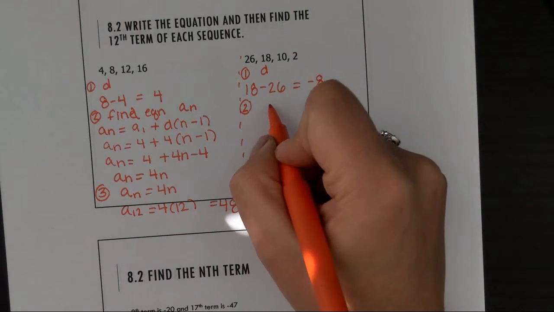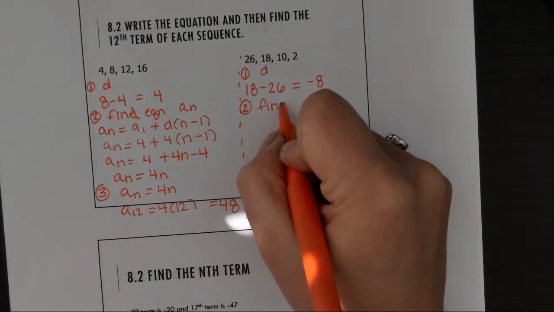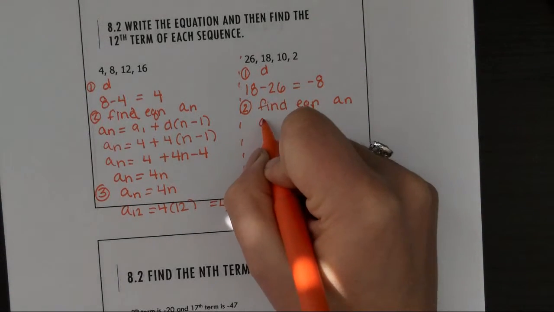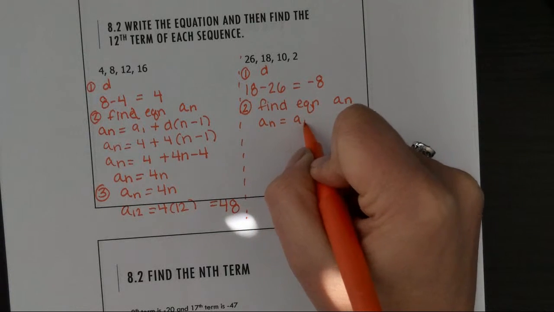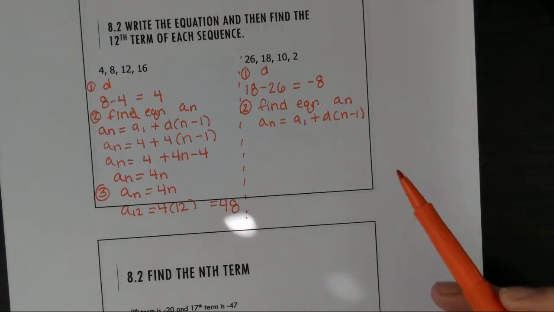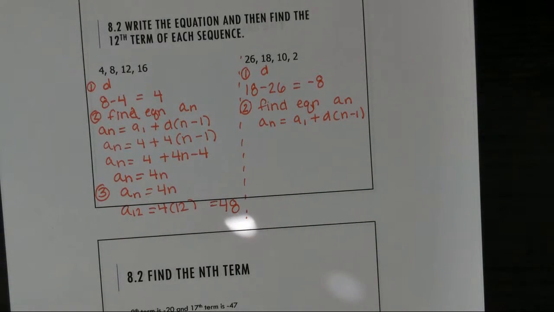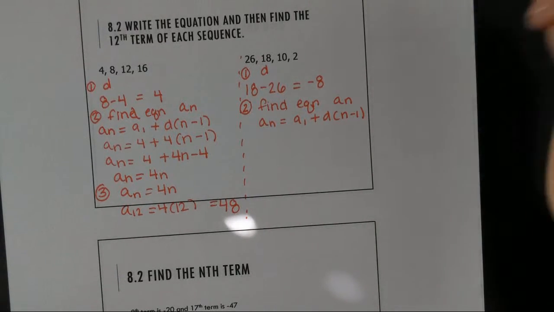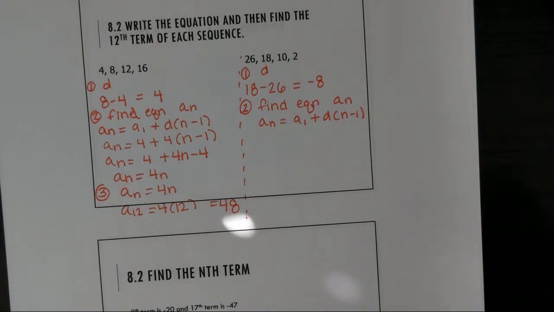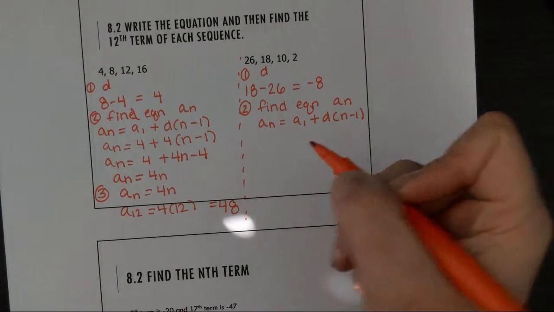Okay, so now we're going to find the equation for a sub n, and I'm writing that out. You should write out the formula each time too, especially when you're doing your homework, because the formula for the sequence needs to be memorized. So we're going to plug in all of our known values.